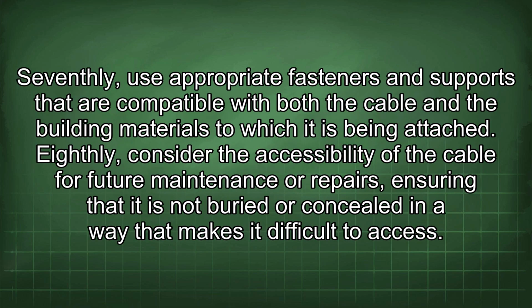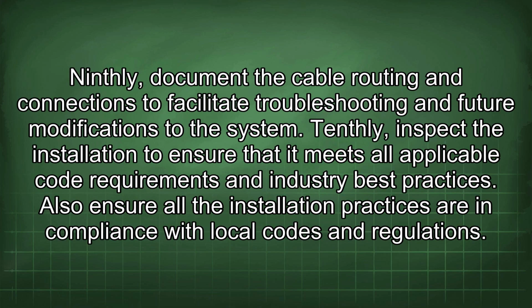Seventhly, use appropriate fasteners and supports that are compatible with both the cable and the building materials to which it is being attached. Eighthly, consider the accessibility of the cable for future maintenance or repairs, ensuring that it is not buried or concealed in a way that makes it difficult to access. Ninthly, document the cable routing and connections to facilitate troubleshooting and future modifications to the system. Tenthly, inspect the installation to ensure that it meets all applicable code requirements and industry best practices. Also ensure all the installation practices are in compliance with local codes and regulations.